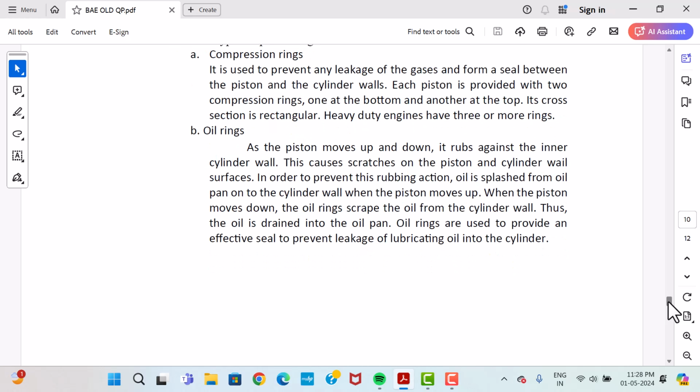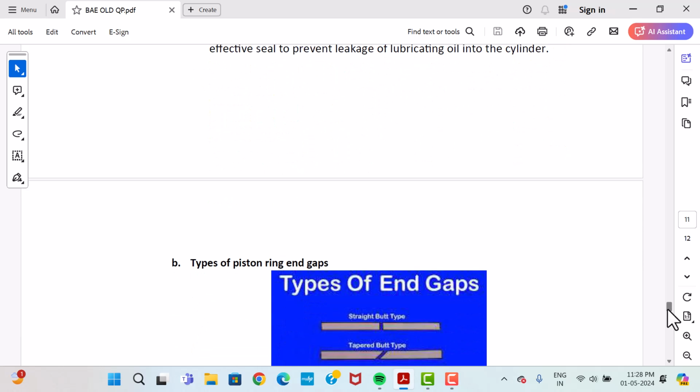So the oil rings provide oil and scrape the oil back to the oil pan, and also prevent the movement of oil from the cylinder surface to the inner side of the cylinder, that means the bearing side. So it will not enter into the cylinder. It is only acting on the surface of the cylinder, and these rings scrape it down to the oil pan.